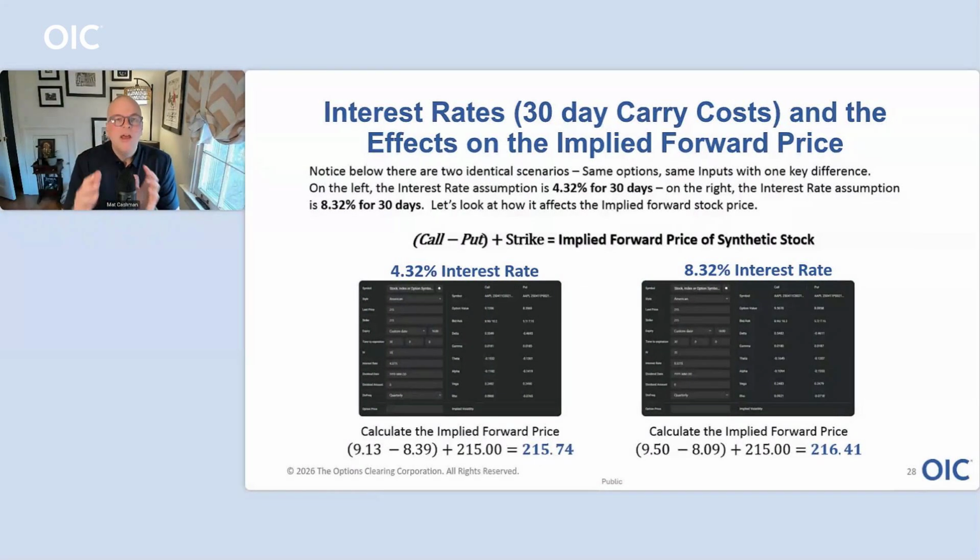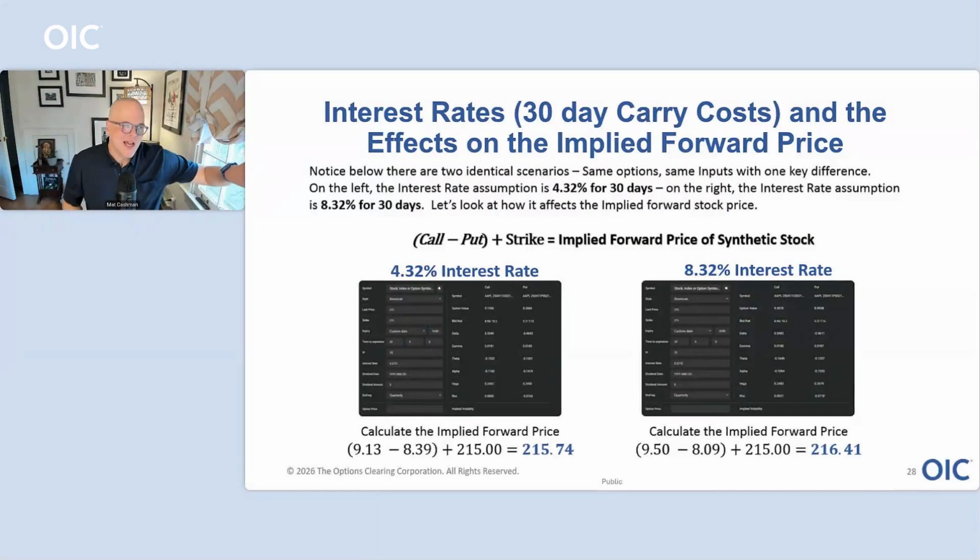And I know that if you think about the fact that this is a 30-day option, looking at something with almost an 8.5% interest rate is ridiculous right now, at least where interest rates are priced. I totally get it, but it's meant to drive the point home: interest rates and 30-day carry costs and the effects that we're looking at on implied forward price.